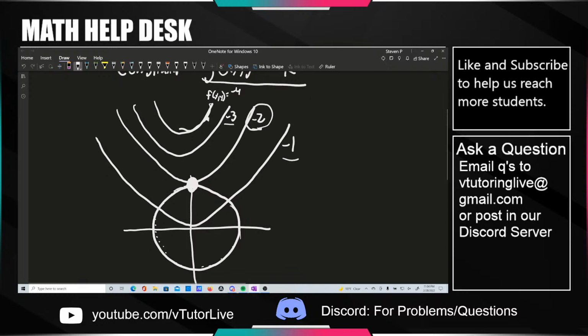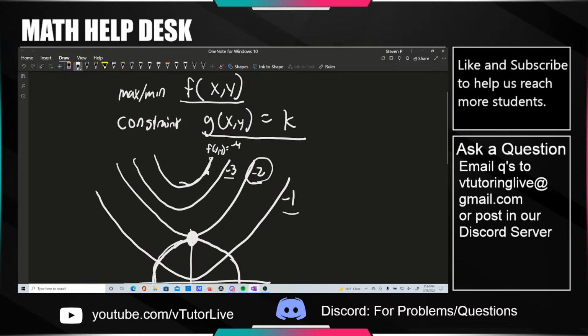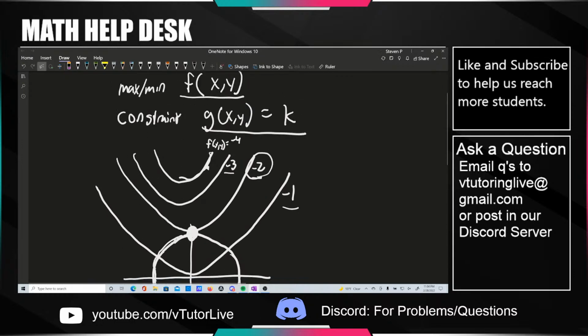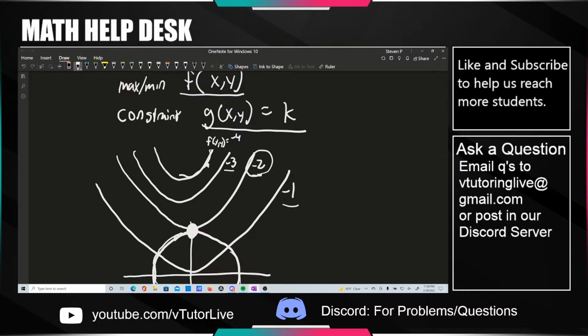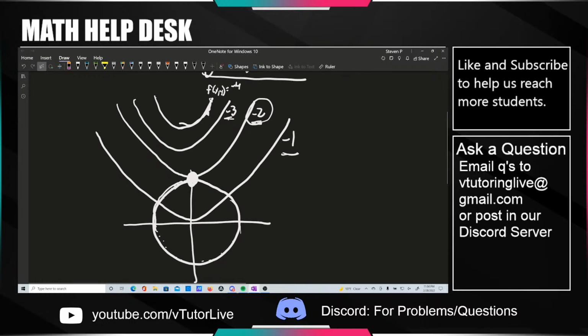So one of the examples here, maybe a simple one, is to imagine the constraint g of x, y equal to k as just a circle, right? Let's just choose it to be a circle for this example. And let's say f of x, y is something that has level curves that look more or less like parabolas. So this level curve is where it's equal to -4, this one is -3, -2, -1, and so forth. Seem good enough so far?